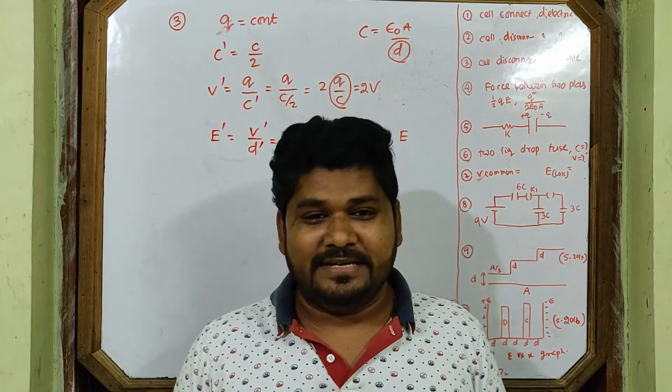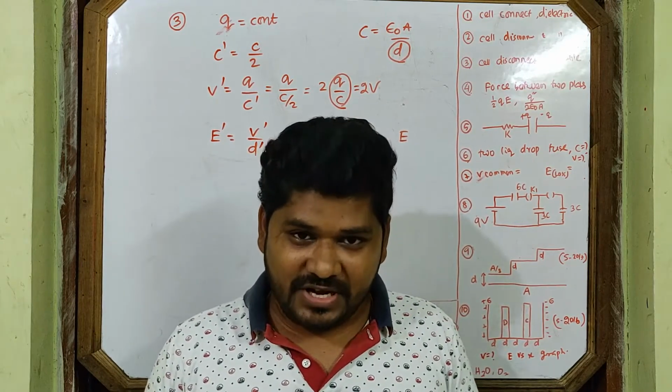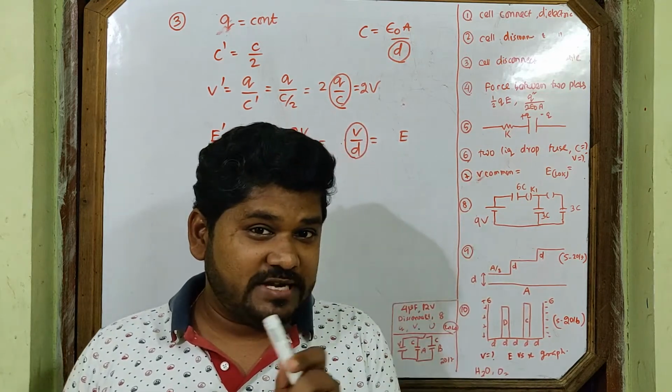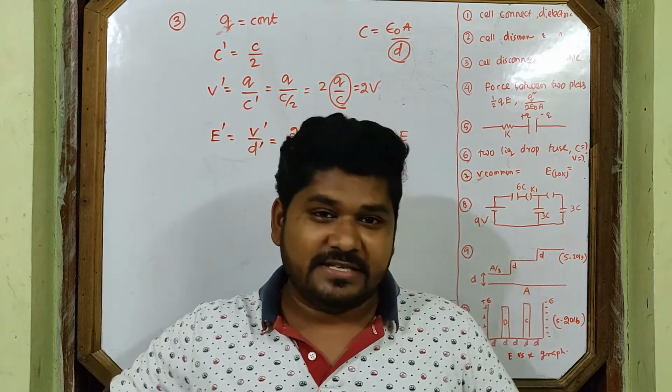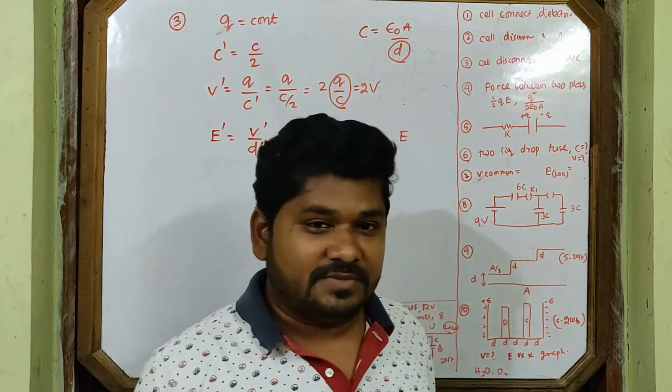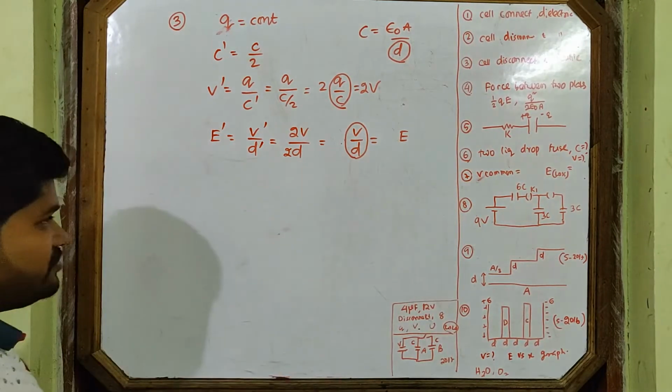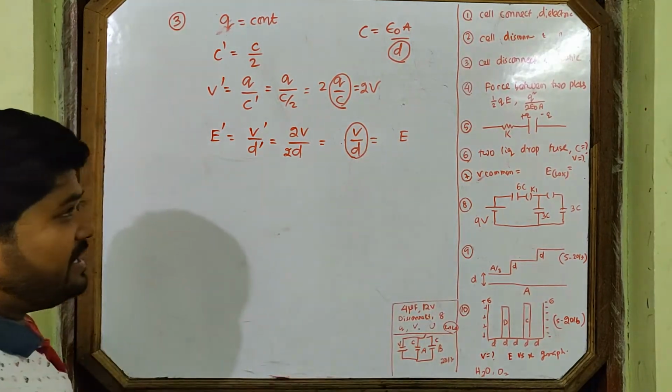No change in electric field intensity. Understand? Potential becomes double, but electric field intensity will not change because you have made the distance of separation double. Understand? So this is the common mistake many students make, remember it. You will not repeat that in the exam.